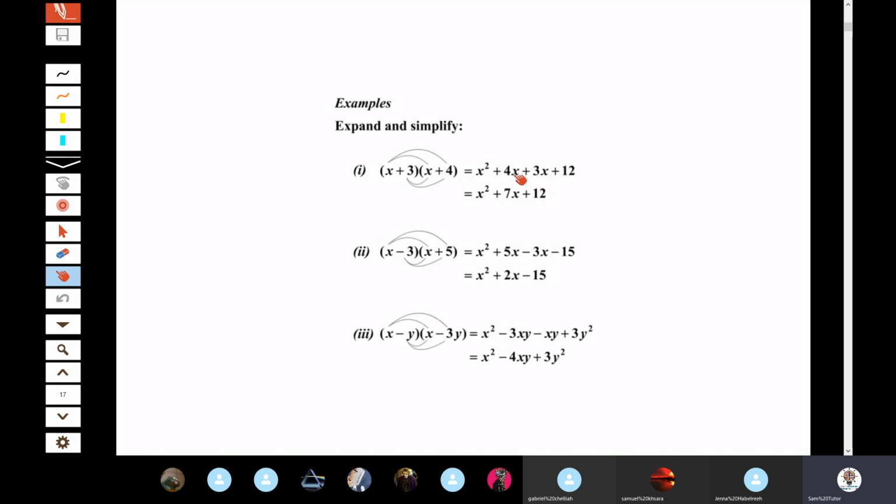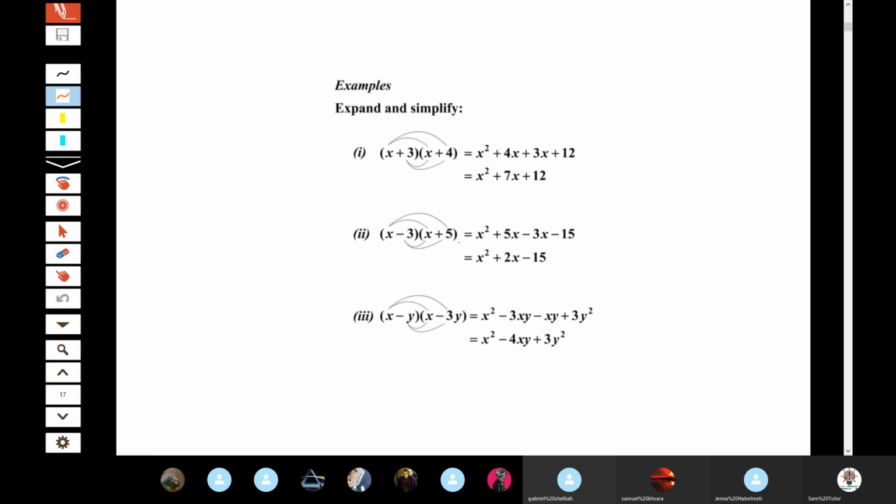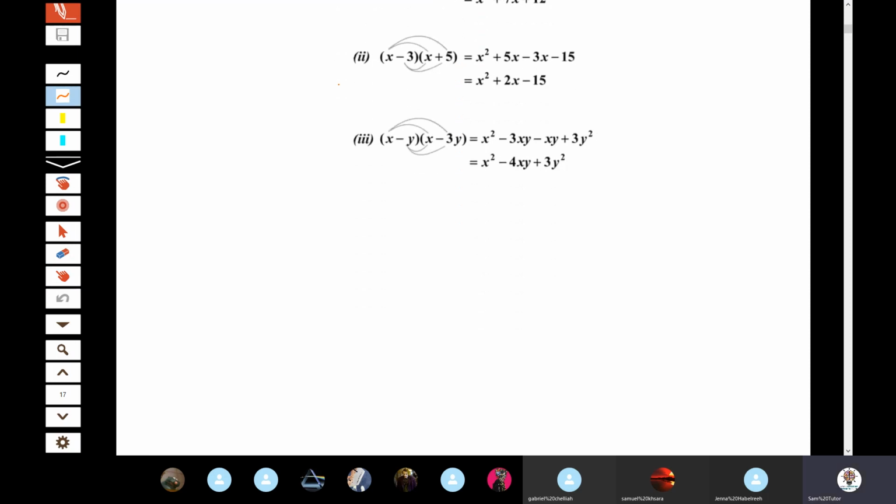4x plus 3x, well, they are like terms because they're both x's. What's 4x plus 3x? Of course, that is 7x. So the answer we're looking for is x squared plus 7x plus 12. Any questions? No, pretty easy. All right then, next one.